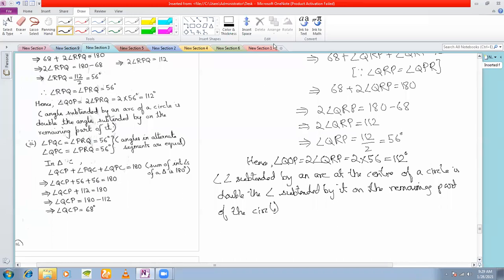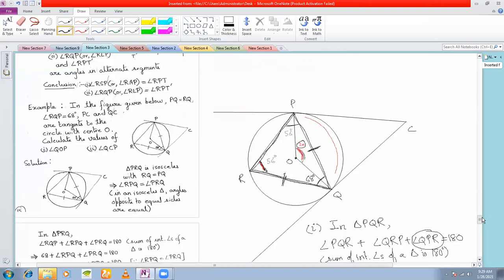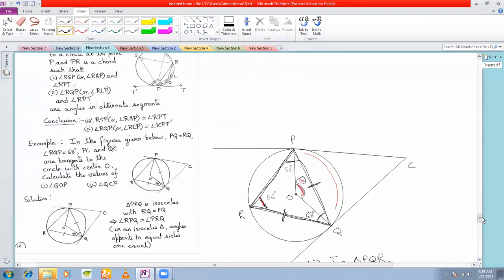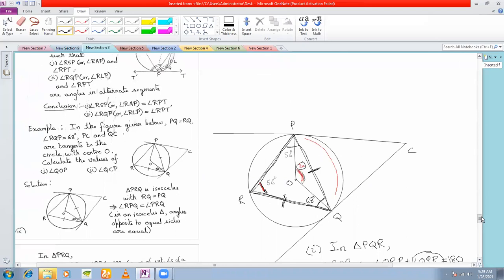Okay, so the first problem is solved. The first part of the problem, angle QOP, we have found. Next question is angle QCP. So let's see which angle is QCP. Let us write first which angle we have found. We have found out this angle. This angle we have just found to be 112. We'll write it here. 112.